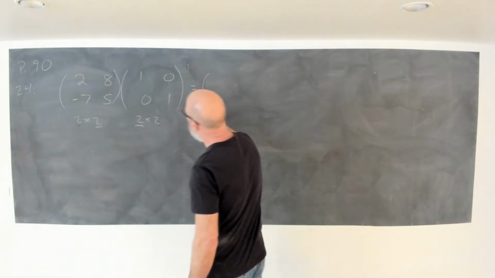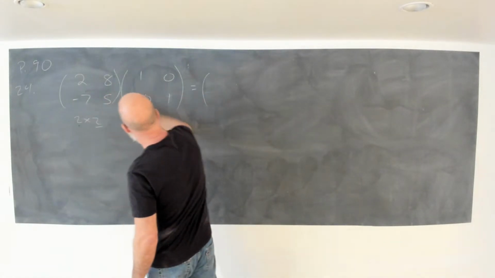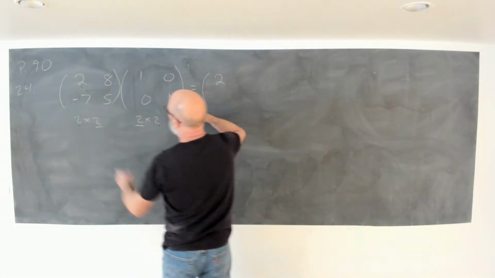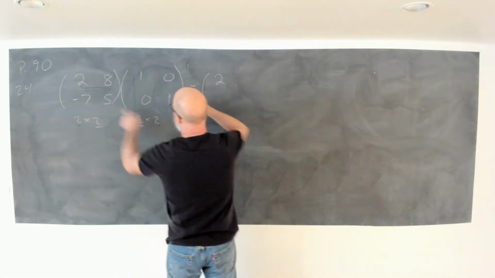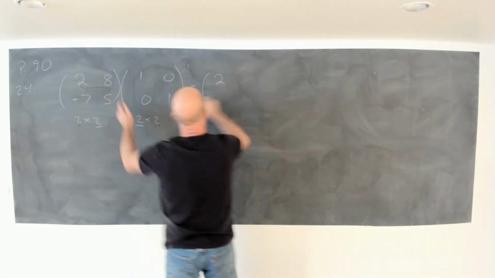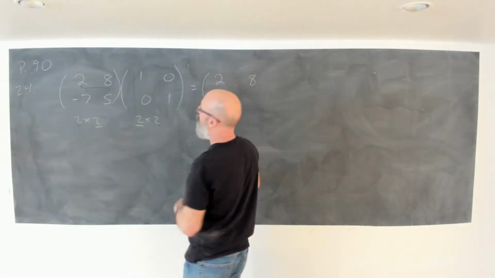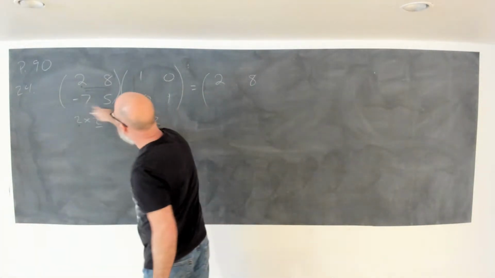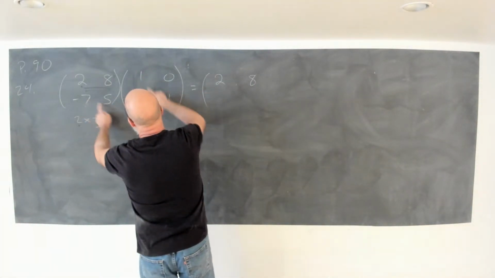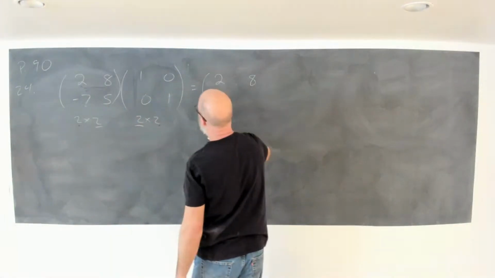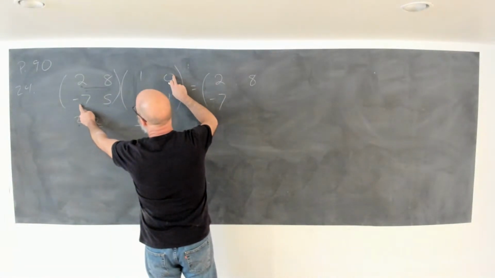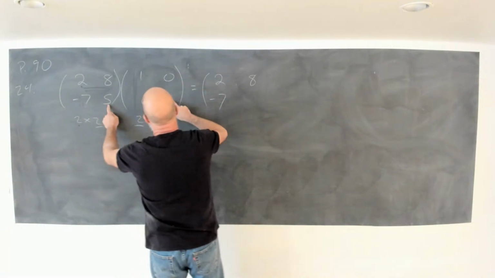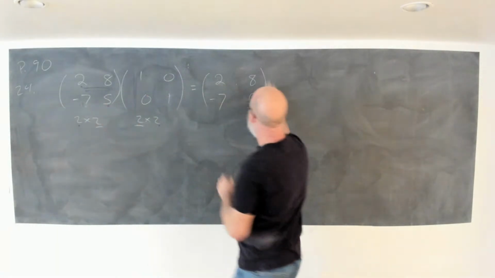What is the product here? First row times first column. 2 plus 0 is 2. First row times second column. 0 plus 8 is 8. We've exhausted the columns. We move to the next row. Second row, first column, minus 7 plus 0. And minus 7 plus 0 plus 5 is 5.